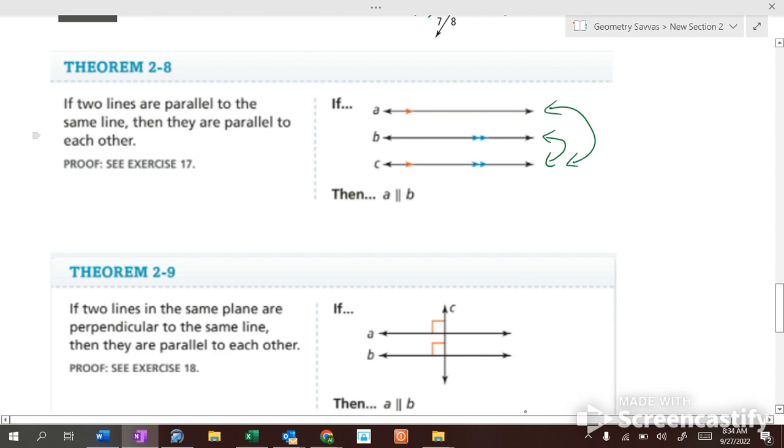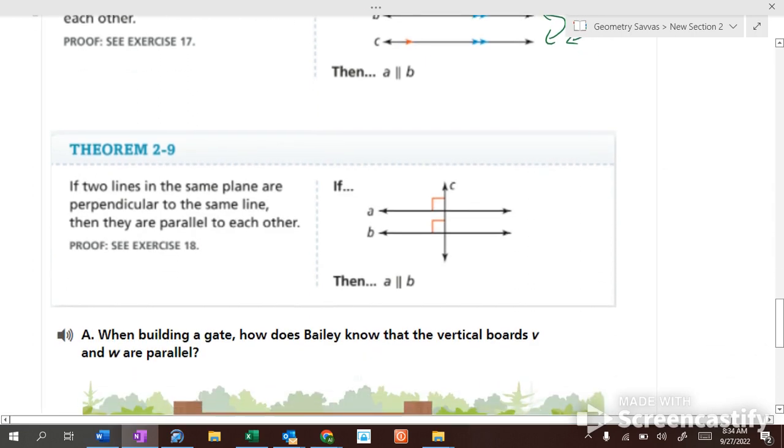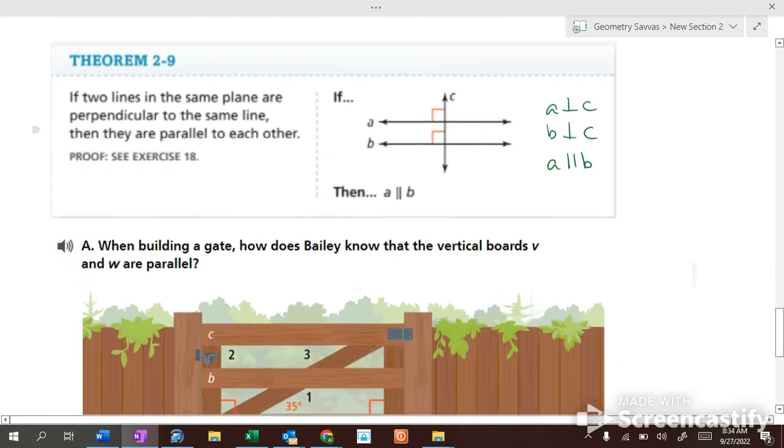Okay? Couple other theorems that we have is if B is parallel to C and A is parallel to C, since they're both parallel to the same line, then A and B have to be parallel to each other. Two lines that are parallel to the same line are going to be parallel to each other. And two lines that are perpendicular to the same line, A is perpendicular to C and B is perpendicular to C, that makes A parallel to B. Because if they're both perpendicular to C, they have to be parallel to each other.